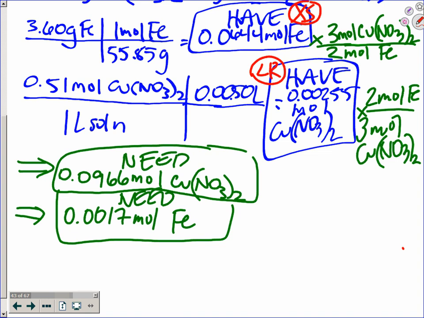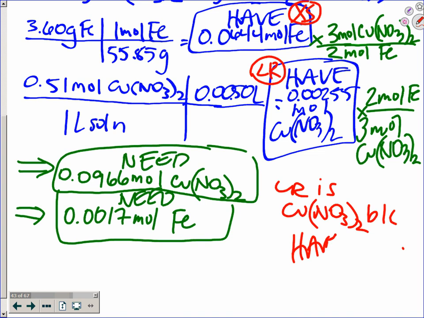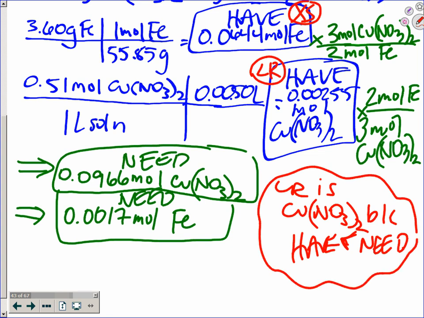So after we figured out our have, we used our ratios, we figured out our need. We compared the have and need, and how do we figure out who the LR was based on that? Right, the have was less than the need, right? So the LR is copper 2 nitrate because the have was less than the need. That was our thought process, if that helps for you to write that down, okay?